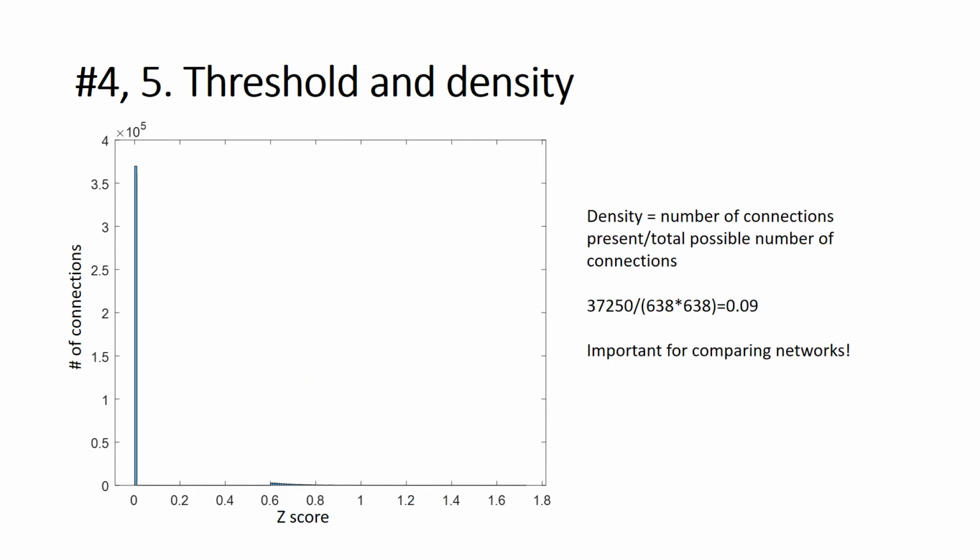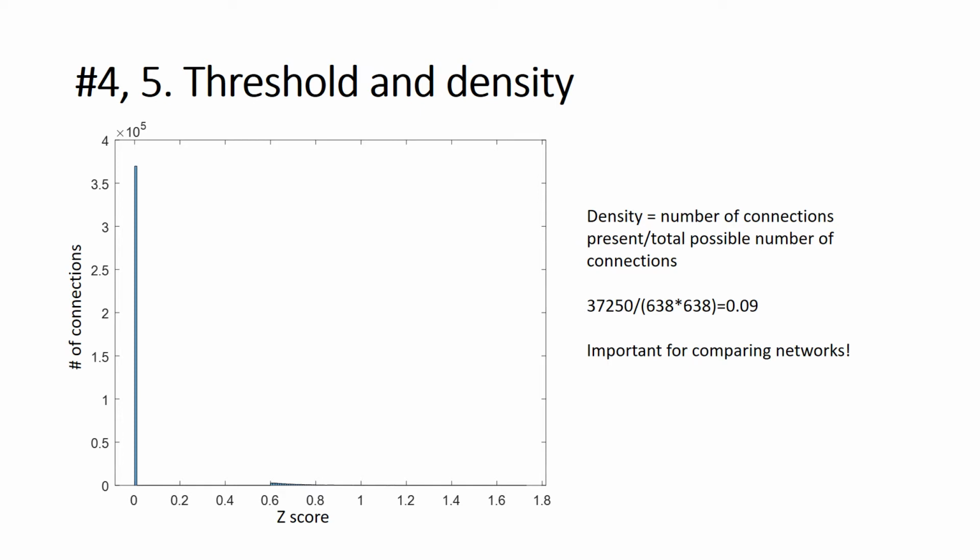Okay, something that we are interested in when we talk about comparing different networks is the density, which is the total number of connections that are present over the total possible number of connections. So if I just find the number of non-zero matrix entries in my functional connectivity matrix, I get 37,250. Now I know that I have 638 parcels for this particular data set. So my total number of possible connections is 638 times 638. And so my density here is 0.09.